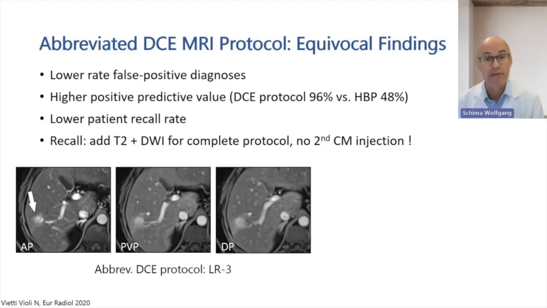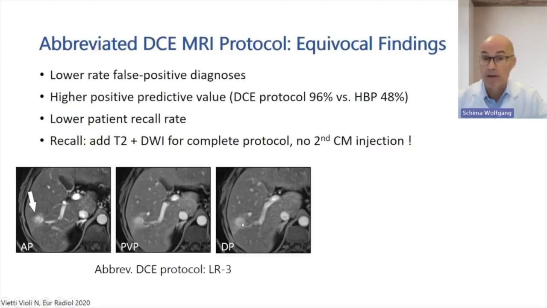And you don't have to inject the patient the second time. So here you see such an example. You see this hyper-enhancing lesion in the arterial phase. You see there is no washout in the portal venous phase or in the delayed phase at 3 minutes.